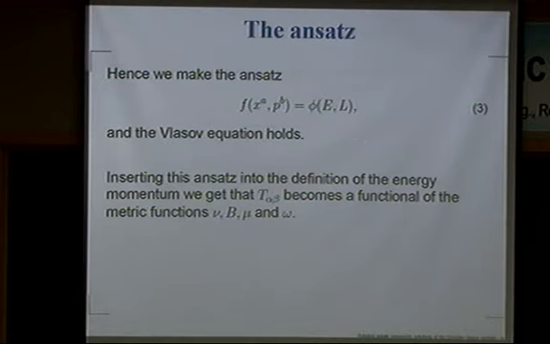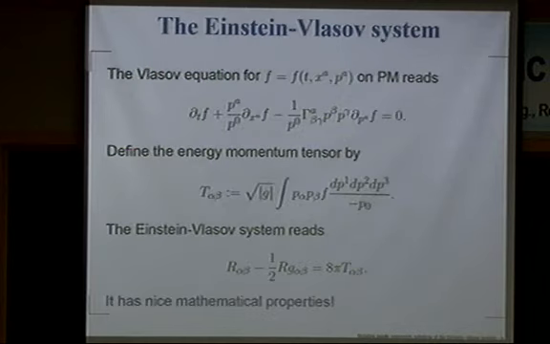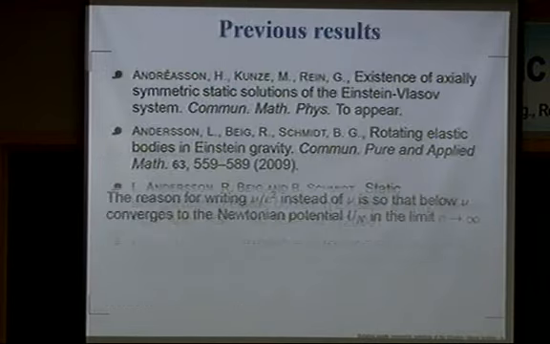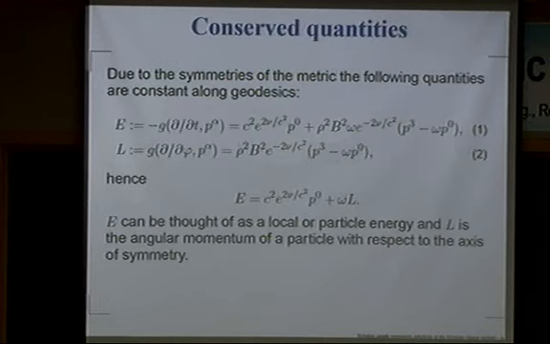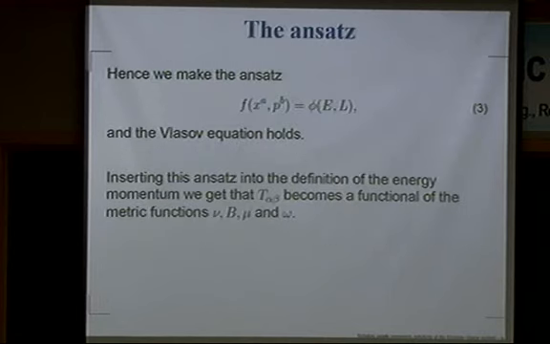So if you now have this ansatz, you can plug this form of f into the definition of the energy momentum tensor here, and therefore this T alpha beta would then only depend on the metric functions. So the right-hand side of the Einstein equations will now become a function of the four metric functions. So the f is not in the problem anymore.